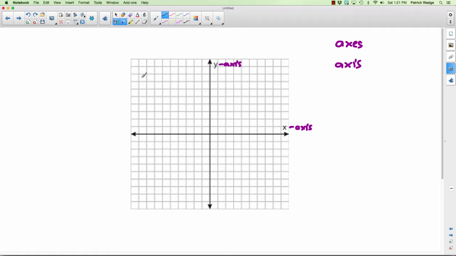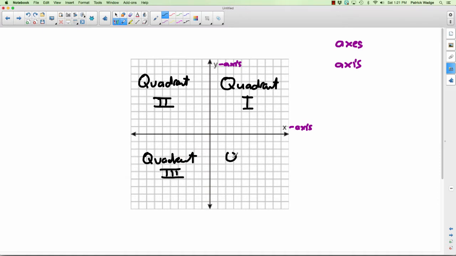Now, I know what you're thinking. You're thinking right here, this is quadrant 1 right here, right? No. This is quadrant 1 over here. Okay, the other weird thing about quadrants, when you write the number, you use a Roman numeral. Okay, so that's quadrant 1. This is quadrant 2 over here. I'll give my best explanation for why they start 1 over there in a second. Here's quadrant 3, and this is quadrant 4.